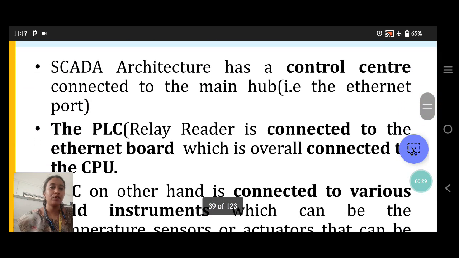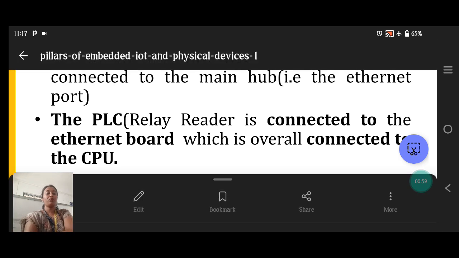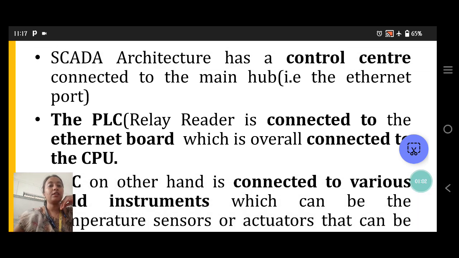In this architecture, we are going to see that the SCADA architecture has a control center connected to the main app, whereas the client, like a laptop or a computer, is connected to that particular app. Through an Ethernet port, the data are gathered and information is transferred from various pins. The PLC is connected through a relay reader to an Ethernet port, which is overall connected to the CPU.